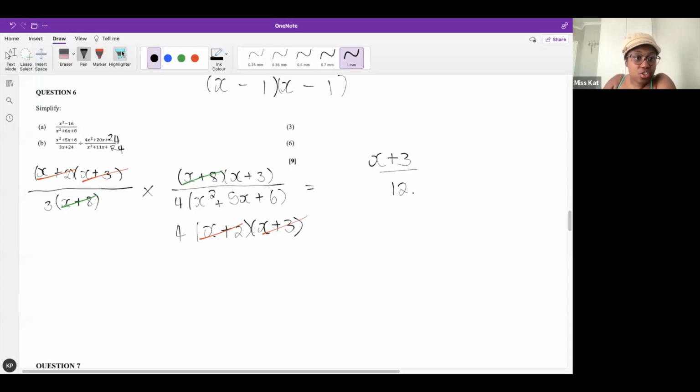Okay, now let's check our mark allocation for this one. You're going to have 1 for factorizing, for the tip and times, for factorizing both top and bottom, and for your answer and the method. 1, 2, 3, 4, 5, 6 marks. Should be 25 marks. No, that is 6 marks.